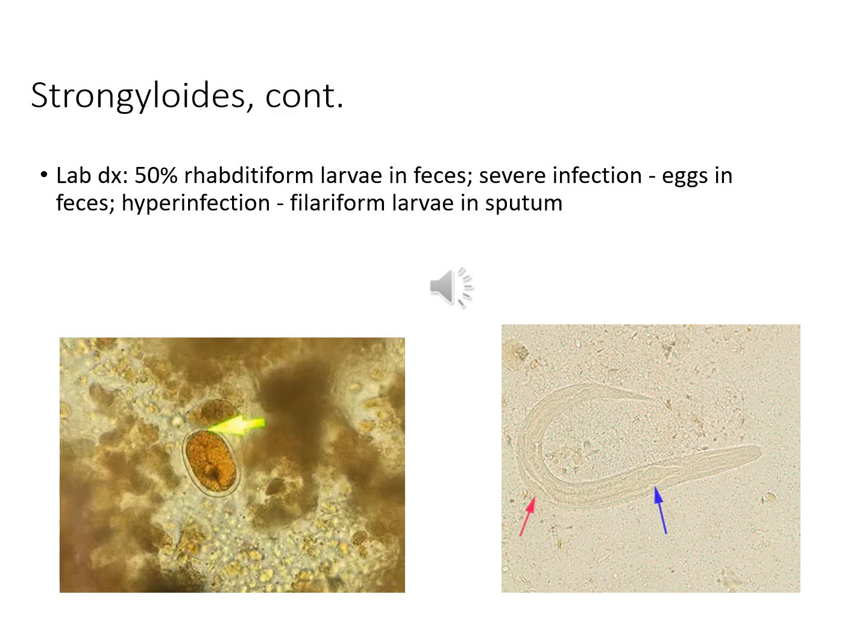Laboratory diagnosis for Strongyloides, 50% of the time is going to be rhabditiform larvae found in the feces. If the patient has what we call a heavy worm burden, then there will be enough eggs that we can actually see them in the feces. They can also have a hyperinfection, so there will be filariform larvae found in sputum as well.